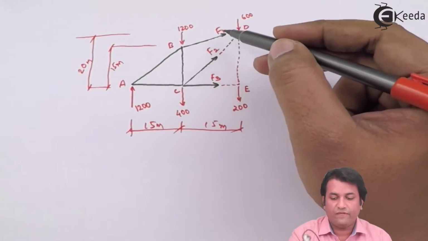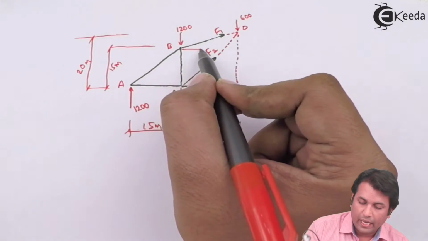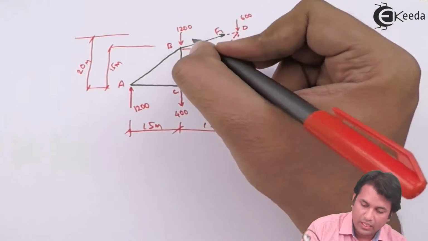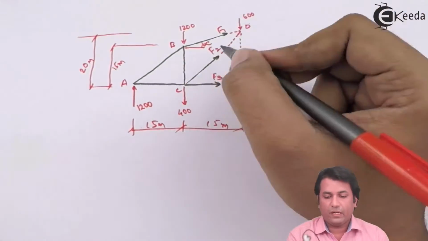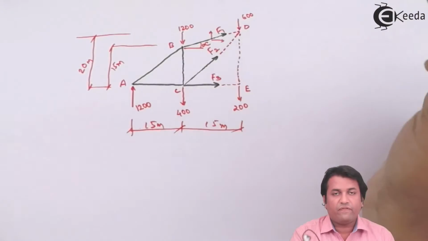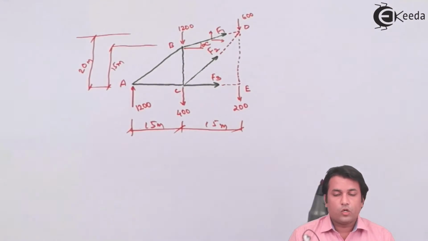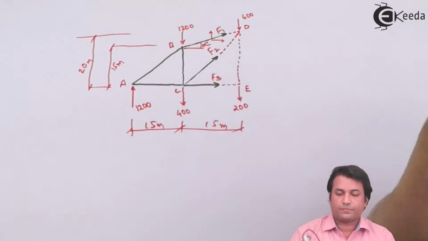Now, F1 is the force which is inclined at some angle. So I need to find out the angle of this force. I'll call this angle, say, alpha. If I find out the angle, I can resolve this force F1 into horizontal and vertical components, and then I can take moment about C easily.